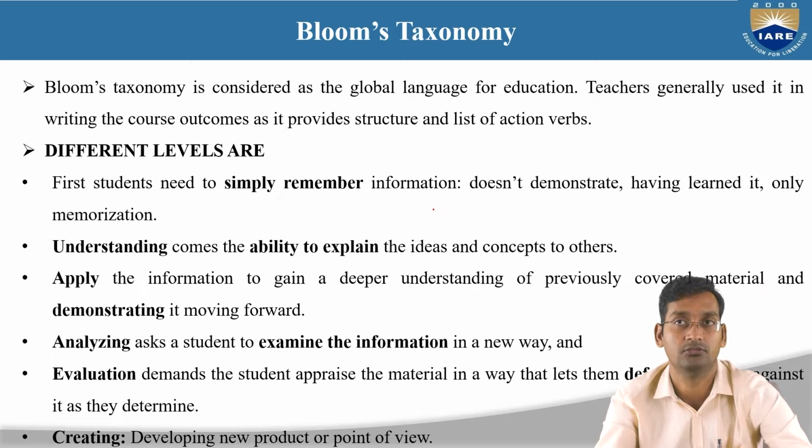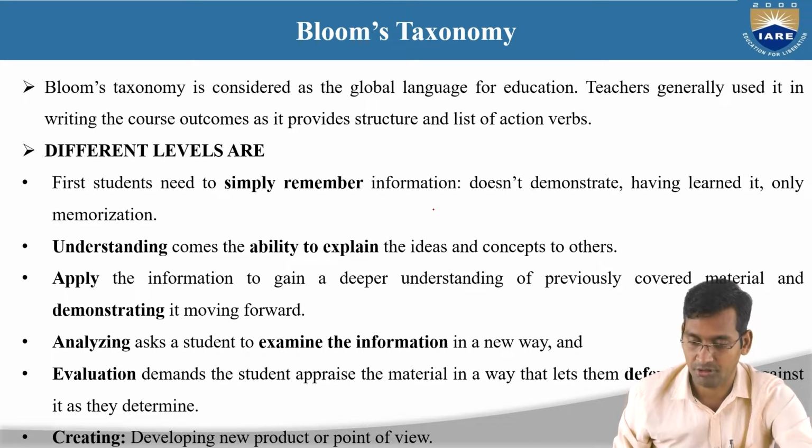If that is correct, then go for evaluation, that is the demand. The student appraises the material in a way that lets them defend or argue against it as they determine. Once we have evaluated, now this is there, what did we actually require, or what did the student actually do? Then evaluation. So these 6 levels are there for the Bloom taxonomy.